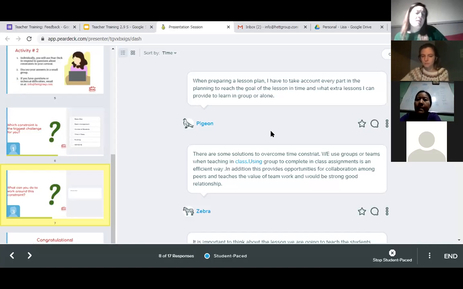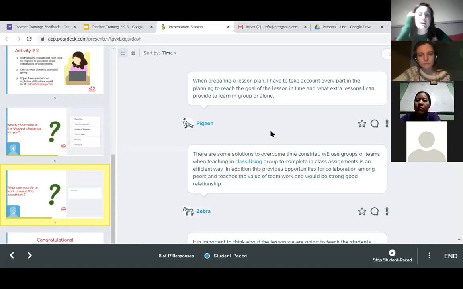Good. Yeah, if you're very exact with your lesson plan, it makes it easier to fit things in. So you don't get too far off topic. You know exactly what you need to cover, how much time you have, and you schedule it out a lot more. There are some solutions to overcome time constraints. We use groups or teams when teaching in class. Yeah, so groups or teams can help.